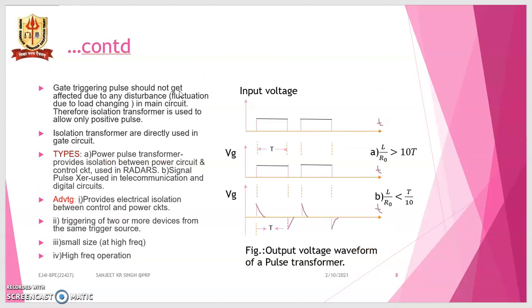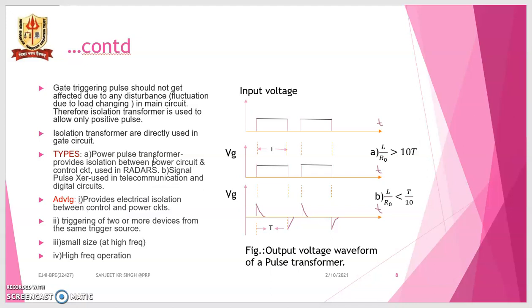The gate triggering pulse should not get affected by any disturbance or fluctuation due to load changes in the main circuit, and therefore an isolation transformer is used to allow only the positive pulse. So isolation transformers are directly used in the gate circuit. There could be 2 or 3 types of pulse transformer. A pulse transformer provides isolation between power and control circuit, like the one here, and there is a high pulse power transformer used in radars. Then there is the signal pulse transformer used in telecommunication and digital circuits.